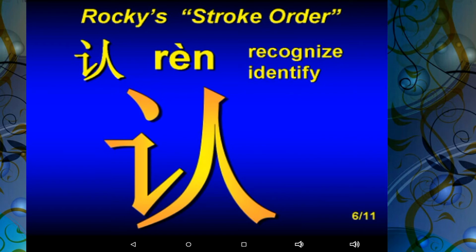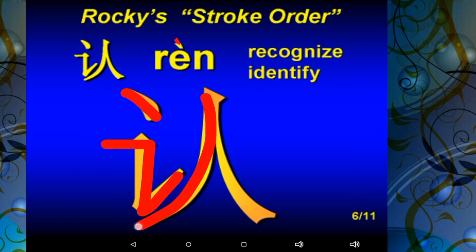Let's go to our next character, Ren. Okay, our next character, Ren, and that is a 4th tone character. I want us now to look at the stroke order on this particular character. Are you ready? This character is 1, 2, 3, 4. All right? That's very, very good.